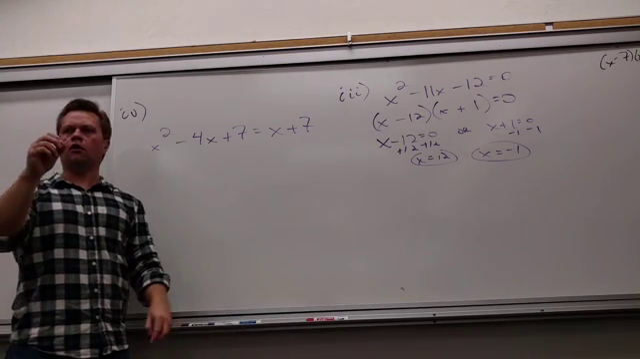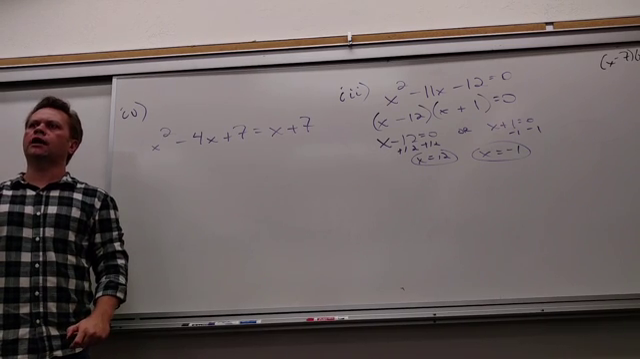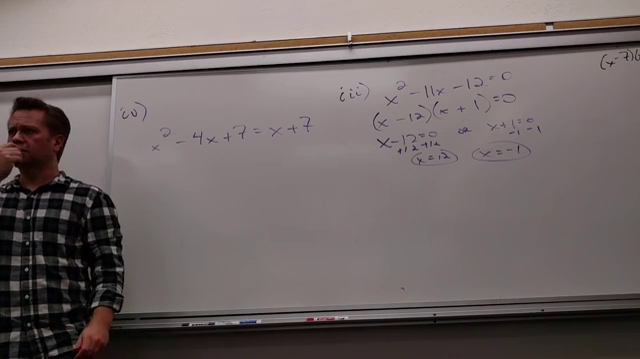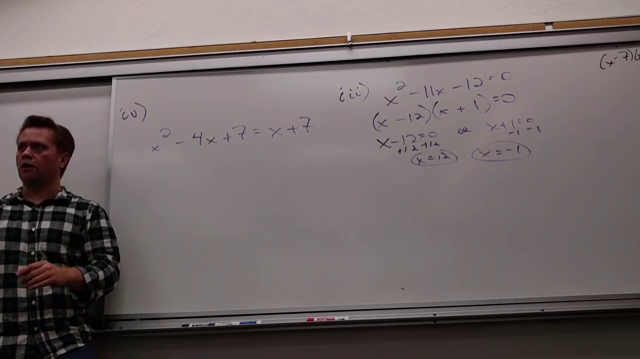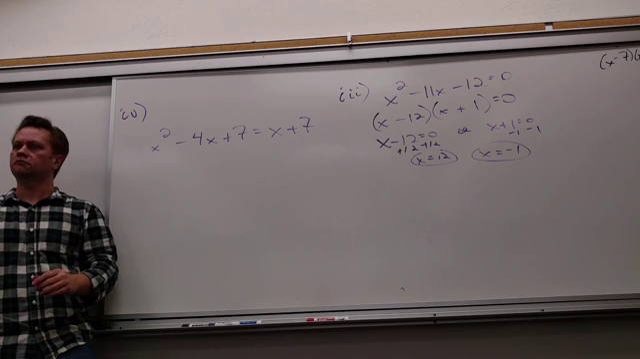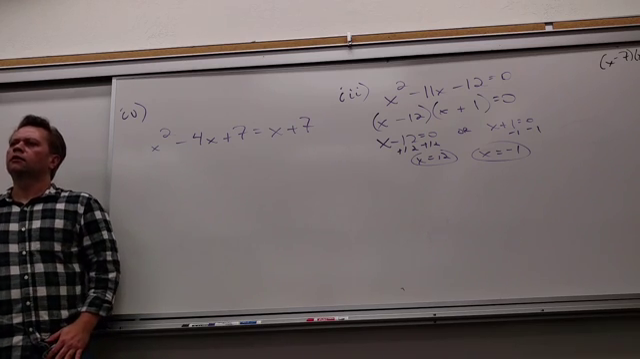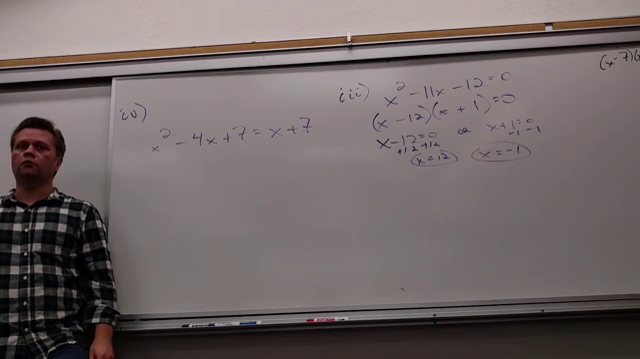What is wrong with this equation? What do I need to have happen, and why? What's wrong with the equation? It's not equal to 0. Why must it be equal to 0, though? So we can do it. Yeah. True, but why in this case?